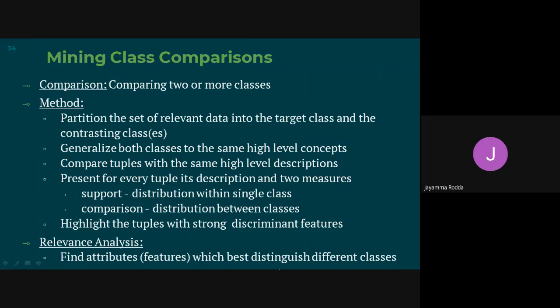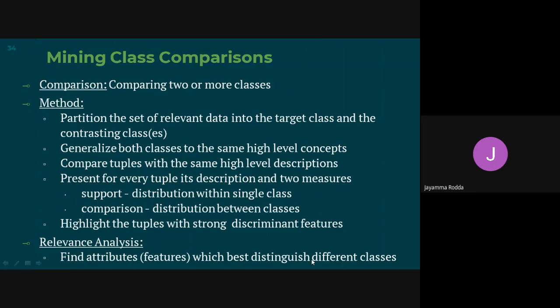While comparing, we highlight the tuples which have strong discriminant features. Whenever we find tuples which are strongly discriminant with each other, those tuples should be highlighted. Those tuples are given more importance in deciding whether they belong to the target class or to the contrasting class. That decision can be taken based on the tuples which have the more strongly discriminant features.